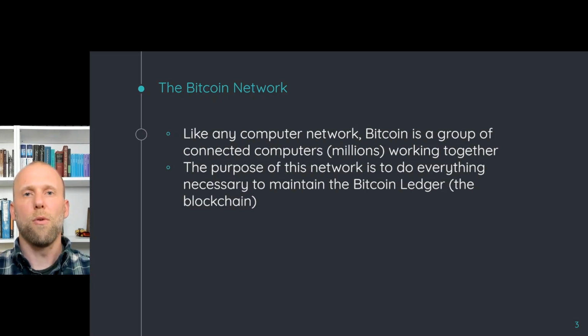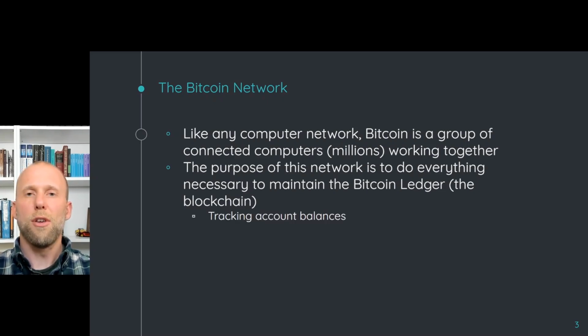And the purpose of the Bitcoin network is to maintain that ledger so that everyone at any given moment knows exactly how much Bitcoin they own if they're participating. A computer network always has a purpose of some kind. Usually it's a company that has all their computers on a network together so they can work together. The Bitcoin network is purely trying to maintain the Bitcoin ledger and process the Bitcoin transactions.